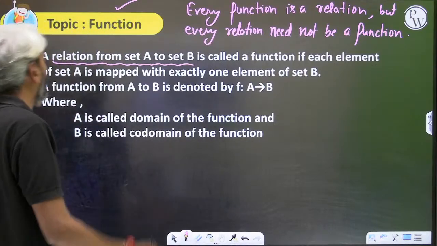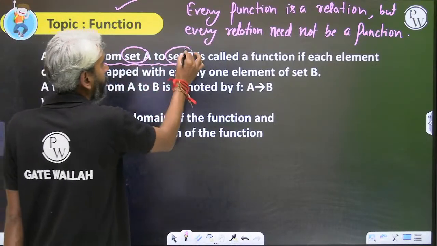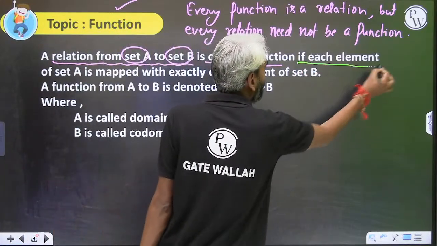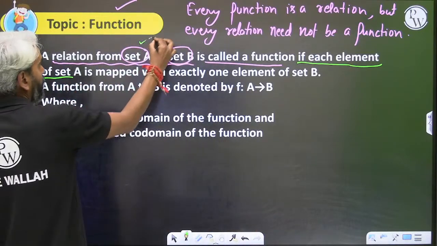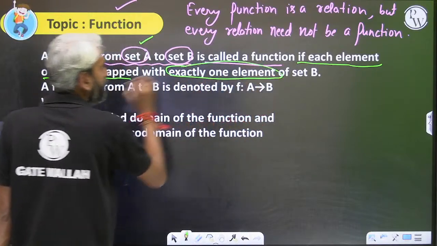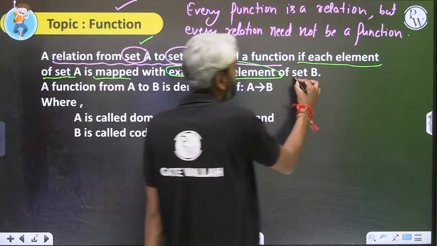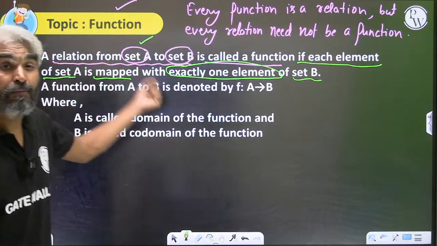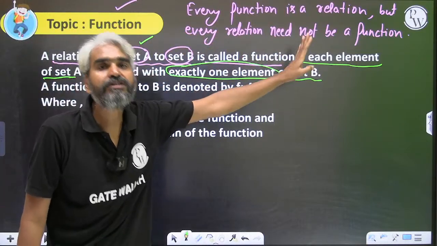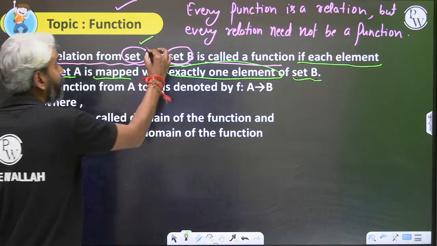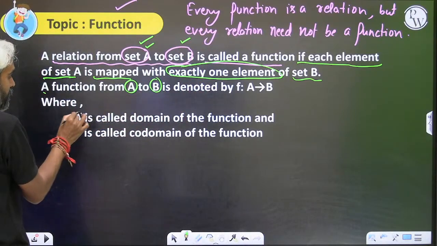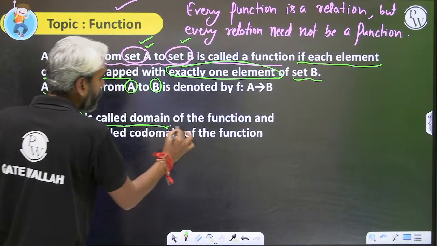So what type of relations will eventually become a function? A relation from set A to set B is called a function. When do we call it a function? It's called a function if each element of set A, which is the first set, is mapped with exactly one element of set B. So every element of set A will map with exactly one element of set B for a relation to become a function. Now, if we define a function from set A to set B, then this set A will be called the domain of the function.